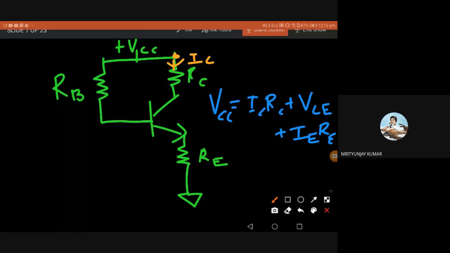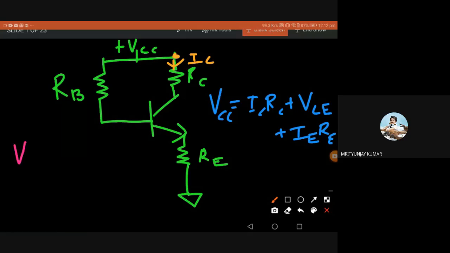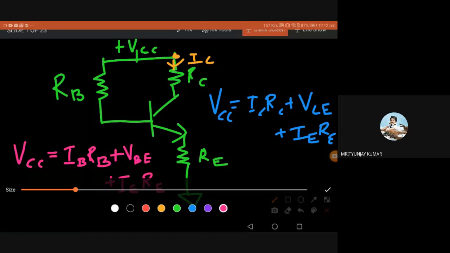And for the input part, I'll write the equation again. VCC equals the input supply voltage dropped across IB into RB, plus VBE, the base emitter voltage, plus the same IERE. So these are the two equations we have now. For some reason IC is going to increase. So what is happening if IC is going to increase? Which parameters here are going to increase?